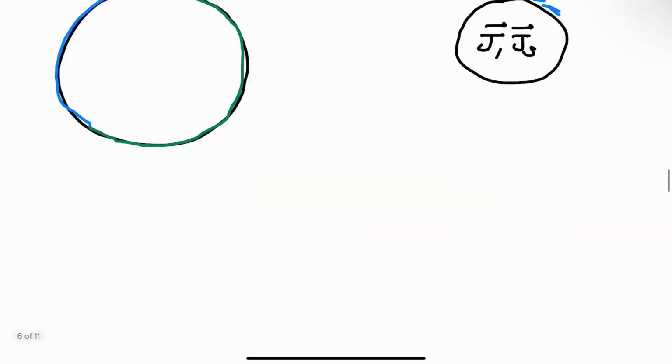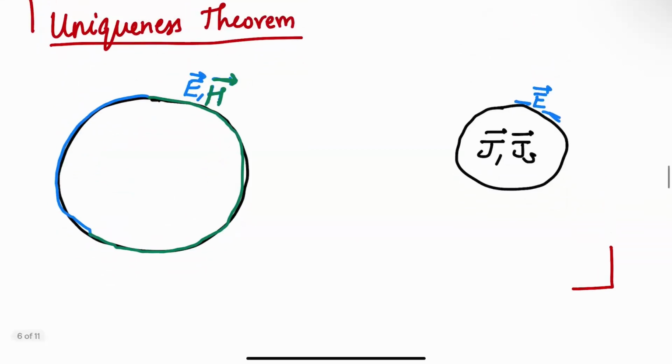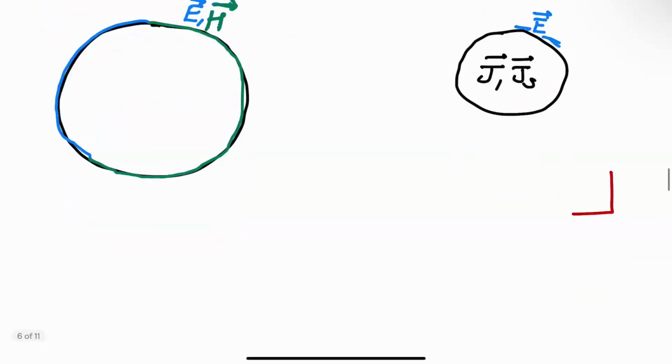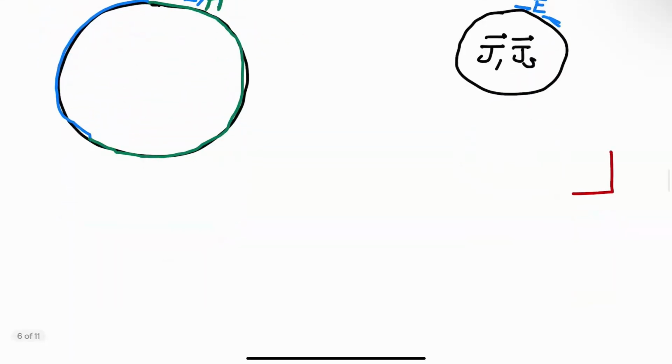Okay, so if you understand uniqueness, or at least you get what we're talking about here, then we can go ahead and develop image theory. So let's do that next.